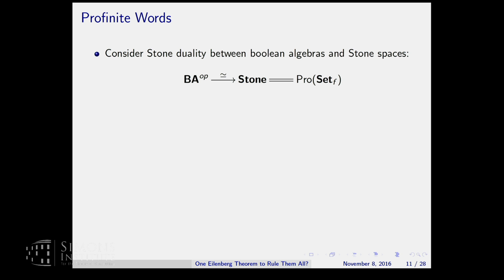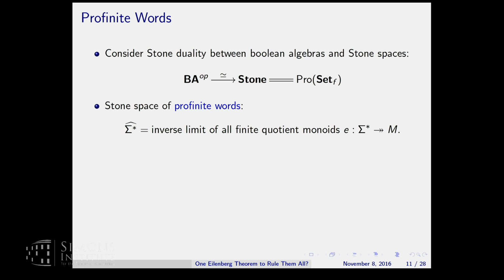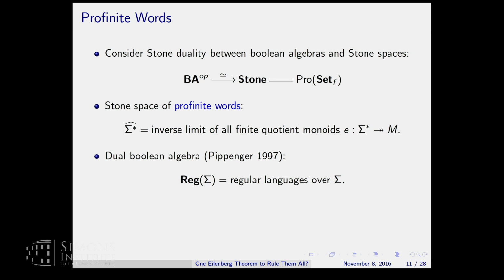What's also playing a role for us is that this is the profinite completion of finite sets. And now there's the Stone space of profinite words, which is the inverse limit of all finite quotient monoids of sigma star. And this turns out to be dual to the regular languages. This is essentially a glimpse of this Eilenberg correspondence appearing. And what's important for us is that this dual correspondence between the profinite monoid and the regular languages works in this general setting for monads. So it generalizes from sigma star to arbitrary monads.